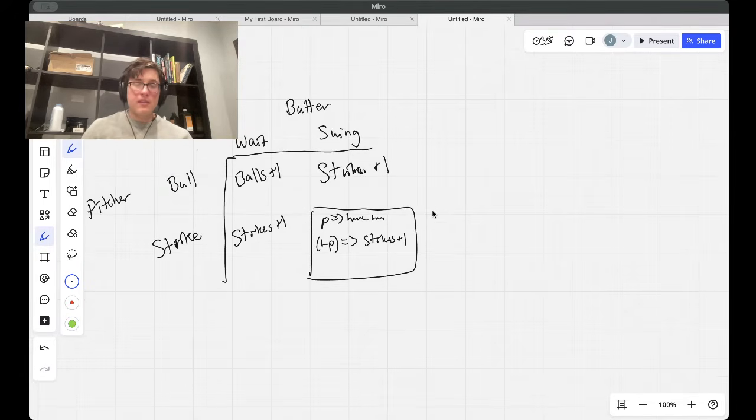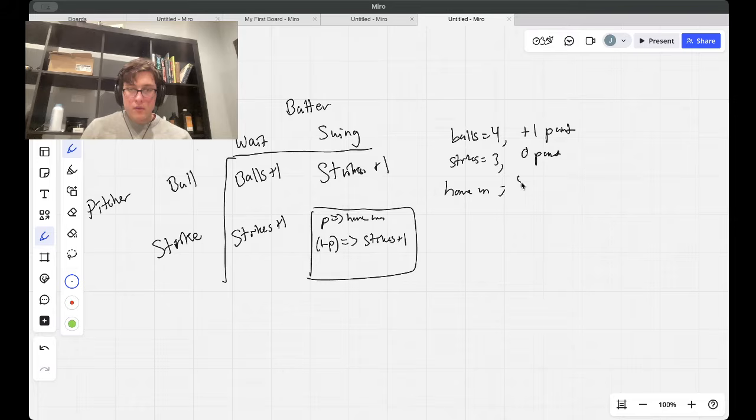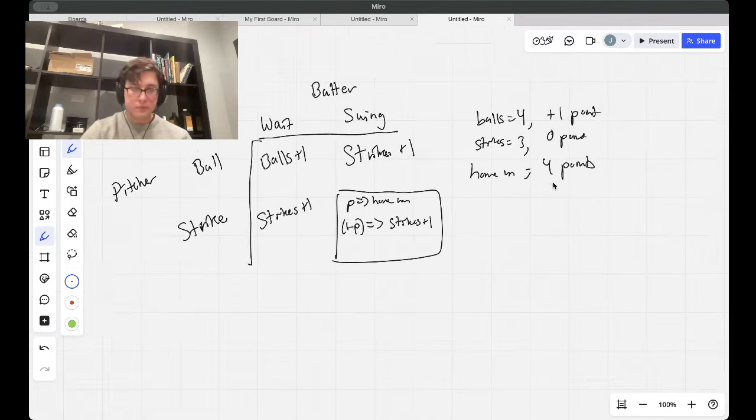So this game continues until balls is equal to 4, then this is 1 point for the batter. If strikes is equal to 3, then this is 0 points for the batter. And if it's a home run at any point, then this is 4 points. This is a really good outcome for the batter, and very bad for the pitcher.